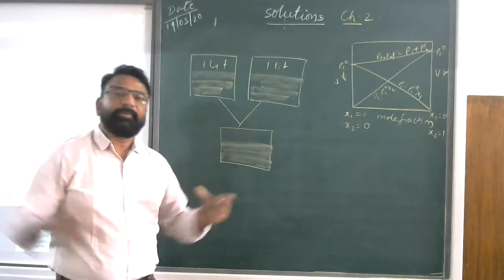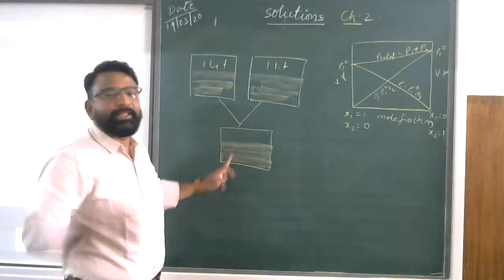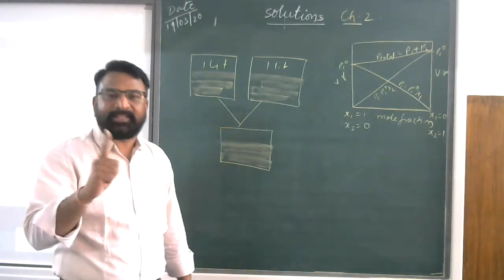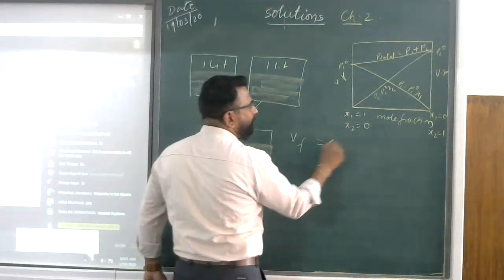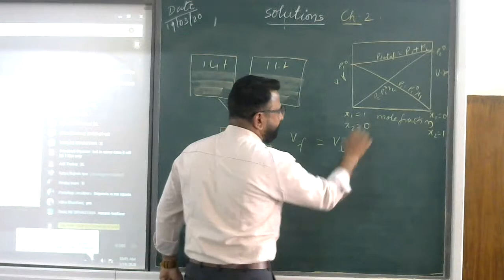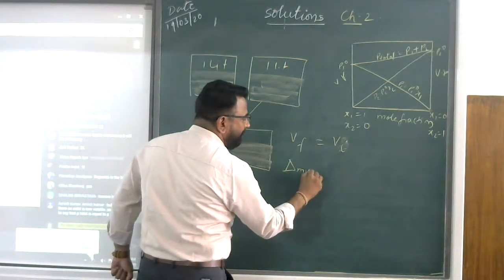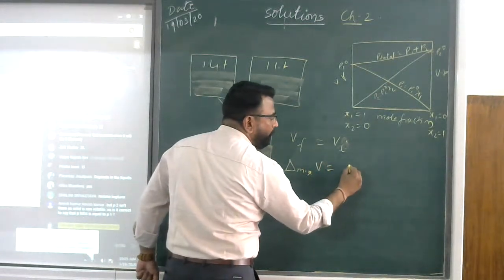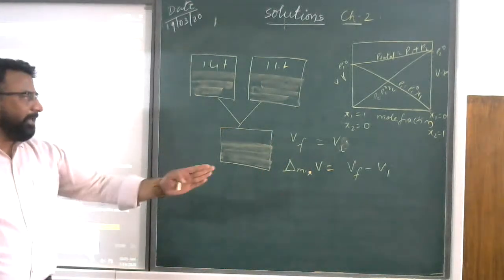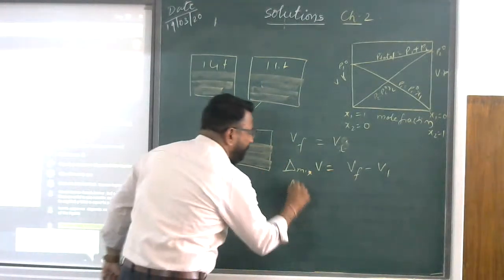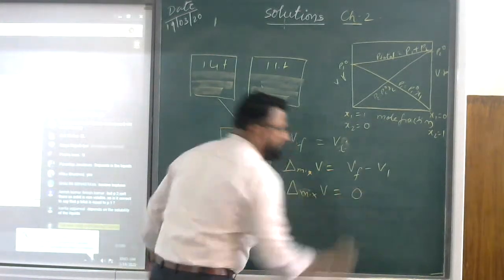Okay, when we mix them together, the volume 1 plus 1 should be 2, but in those cases the volume remains constant. That will be only 1 liter. That means we can say V final will be equal to V initial. Is it fine? So here we'll talk about the delta mixing of the volume, which will be equal to V final minus V initial. According to this, V final is equal to V initial. So therefore we can say delta mixing of V will be equal to 0.